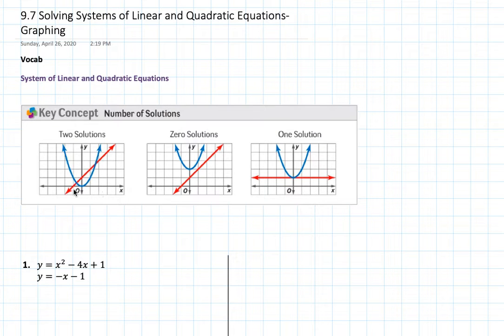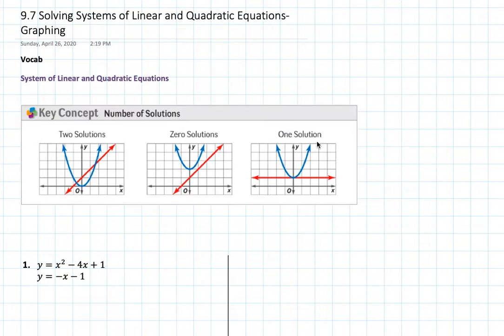So if the line that you're graphing goes through the quadratic parabola twice, you have two solutions at this point and at this point. If they do not touch and will not ever touch, then there's zero solutions. And if they touch just once, right at the vertex, or I guess it doesn't always have to be right at the vertex, but if they touch only once, then there's just one solution.